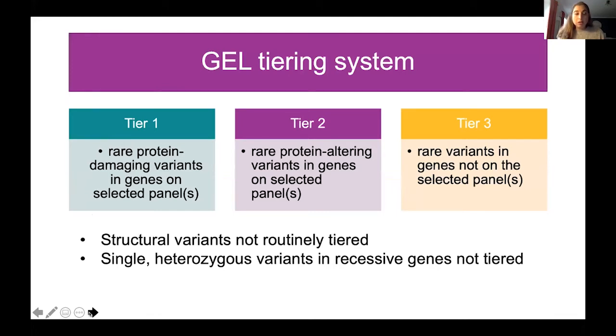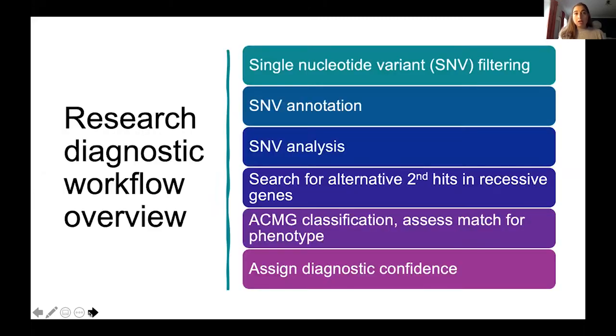But what's important to note was, especially early in the project, structural variants weren't routinely tiered, and single heterozygous variants in recessive genes weren't routinely tiered either. And ciliopathies are mostly recessive conditions, so this became especially important. So we developed this diagnostic workflow, starting with filtering of single nucleotide variants, annotation and analysis. And then when we found individual heterozygous variants in recessive genes, we came up with a strategy to look for alternative second hits to complete the biallelic mode of inheritance. We performed ACMG classification of variants and assessed the match for phenotype in order to be able to assign a diagnostic confidence category.